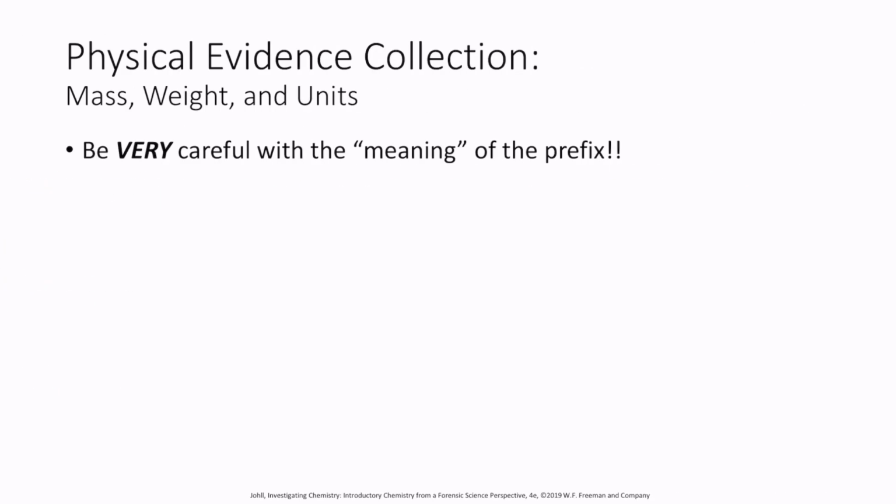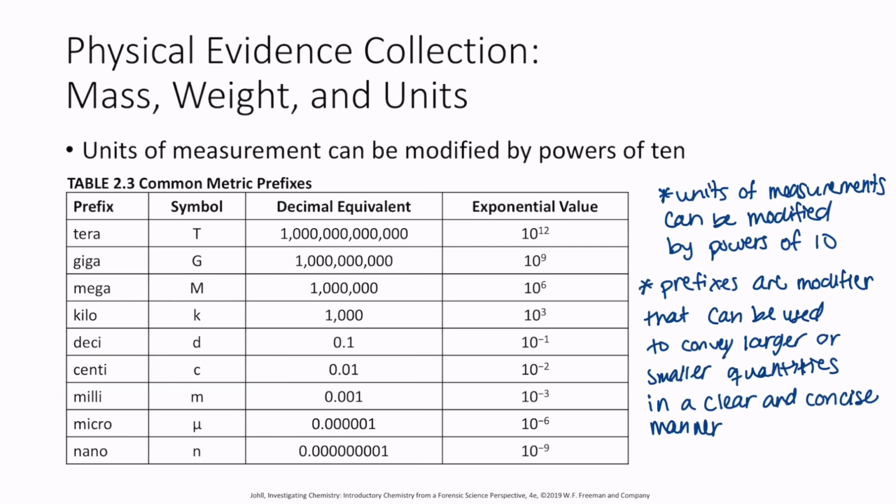Now, when you are using the metric system, it is very important that you are careful with the meaning of the prefix. So let's look at an example of what I mean by that. On this previous table, I can look up the prefix mega. It has a symbol, capital M, and this is the meaning of the mega. It's the decimal equivalent. So this isn't how many megagrams are in a gram. This is how many grams are in a megagram. So these decimal equivalents always go with the base unit.